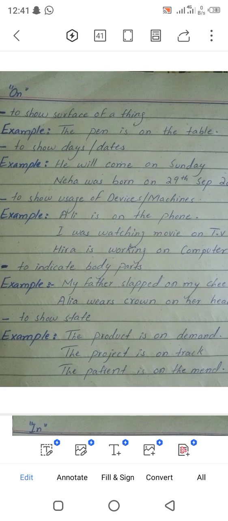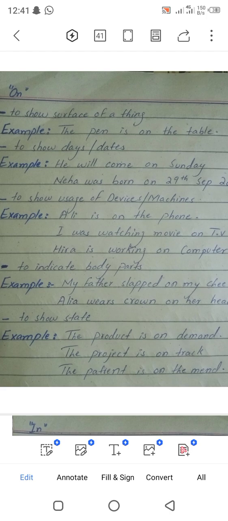That's why we are utilizing the on preposition over here, because on is used to indicate or show the surface of a thing, like the marker's state or the surface and of the pen also in the first example.